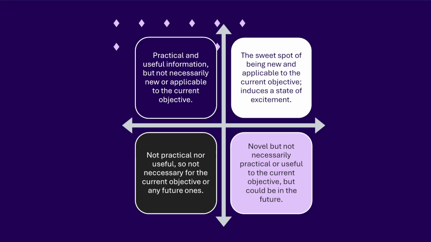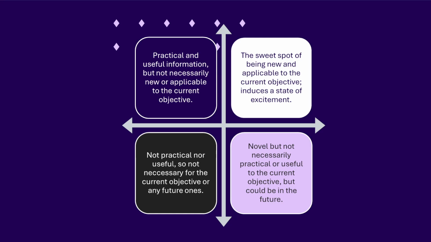Then we have the light lilac colored box in the lower right-hand side of the matrix. Novel, but not necessarily practical or useful to the current objective, but could be in the future. So novel, we've already established that the definition of ethical leadership here is not new. It's nothing really exciting. It's been talked about for a long time, and in this case since 2005.